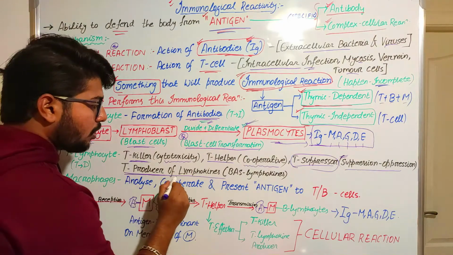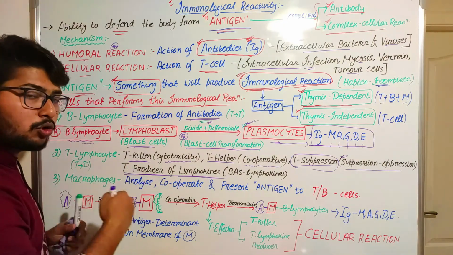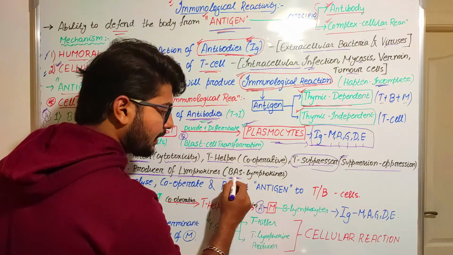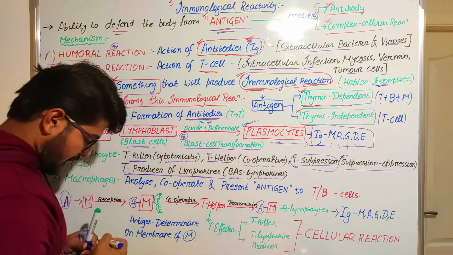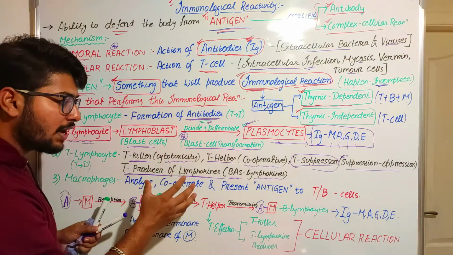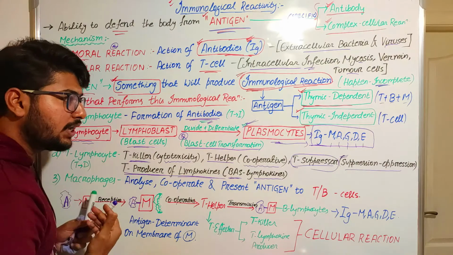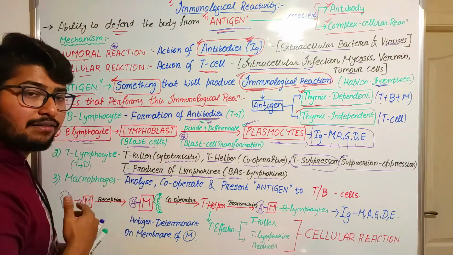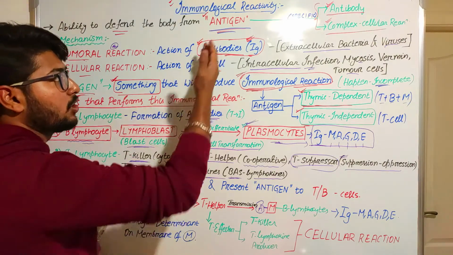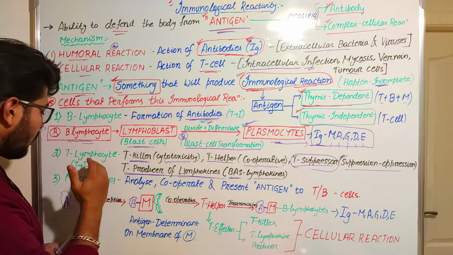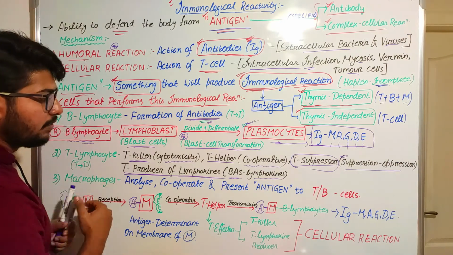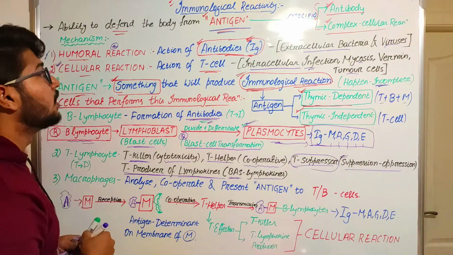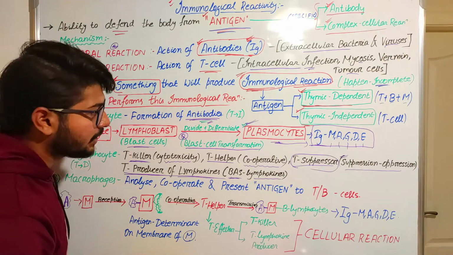Okay, T producer of lymphokines. It is one more kind of T effector cell that will produce biologically active substances like the lymphokines. These lymphokines, along with the activity of T killer cells, will help us prevent the disease conditions that will be produced by the antigens. So T lymphocytes will help in producing these cellular reactions, known as cellular immunological reactions.